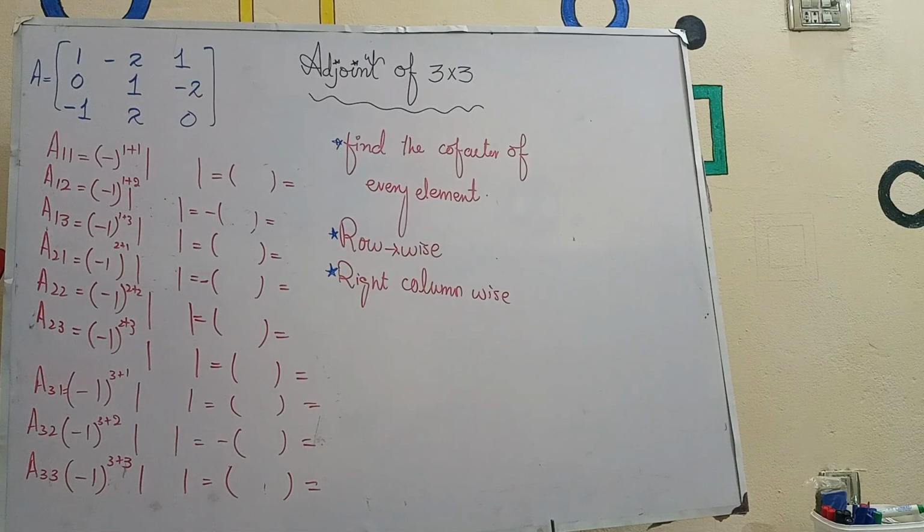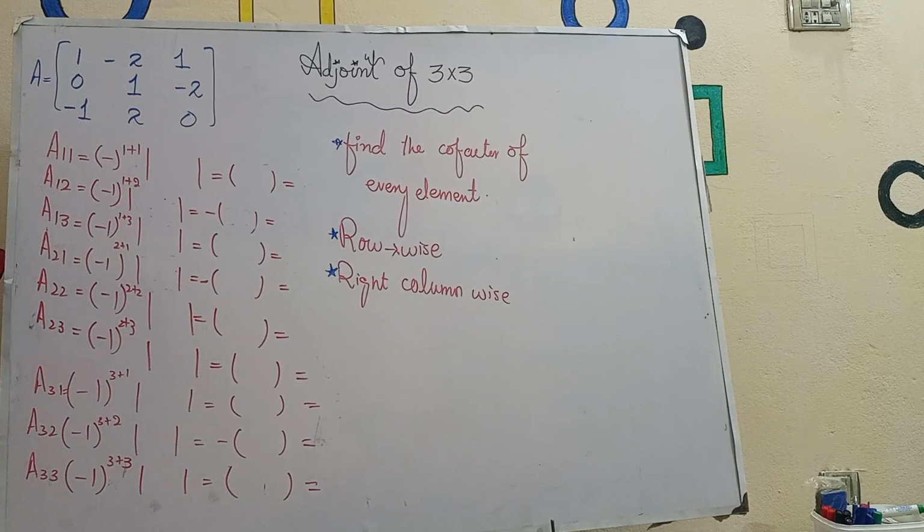Hello friends and welcome. I am here with another interesting topic, and it is going to be on the adjoint of a 3 cross 3 matrix. In our previous video we learned how to find the determinant of a 3 cross 3 matrix, for which we went through the minor and the cofactor of a single element in the matrices. So for the adjoint of a 3 cross 3 matrix, we have to find the cofactor of every element.